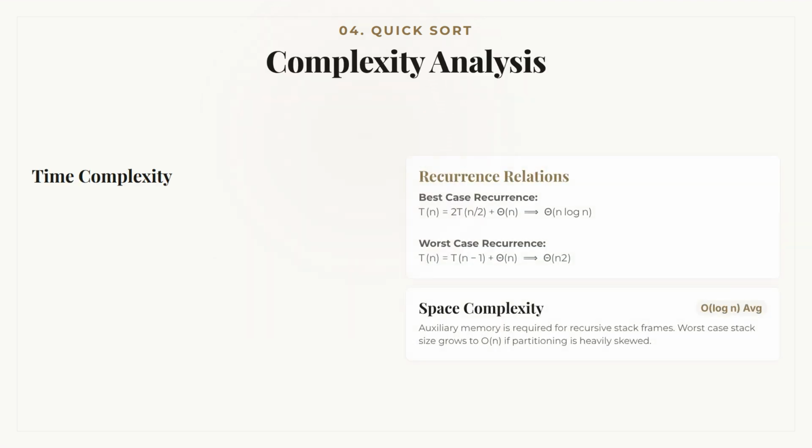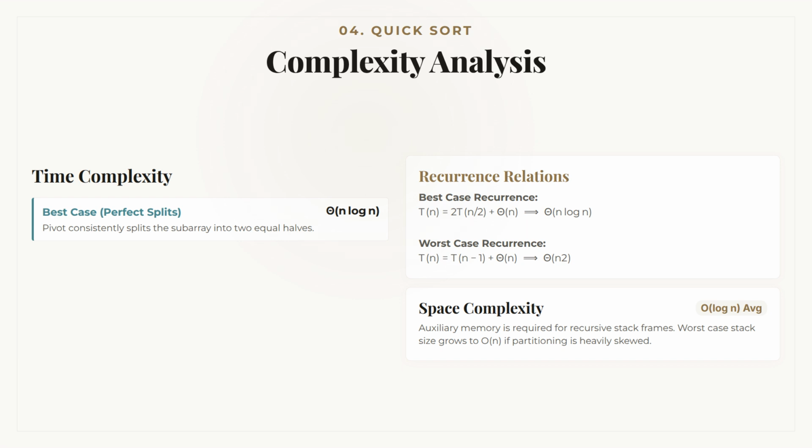In the best case, the pivot divides the array into 2 equal halves. The recurrence becomes T(n) = 2T(n/2) + n. The time complexity is theta of n log n.